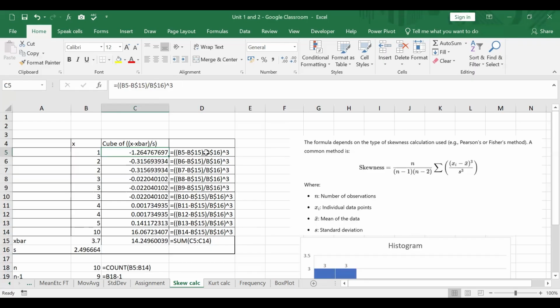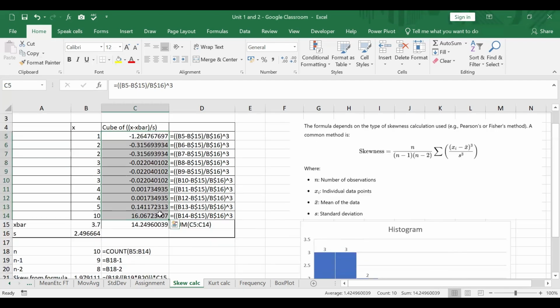The formula is given here also. The double bracket is so that the entire thing is to the power of 3. So use the same formula and you get this value here. Drag it down from here to the other numbers up to here only. And then this is nothing but the sum. You can also get it by selecting this, and you get 14.2499, etc. So this is the summation.